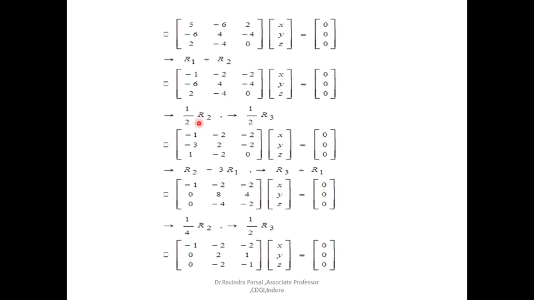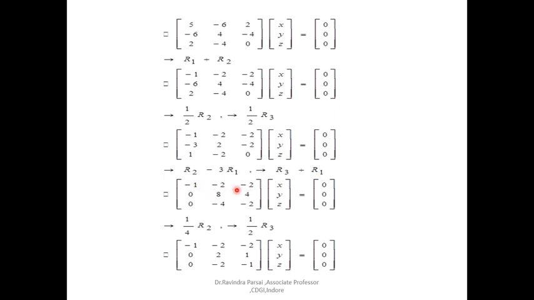So now the next step is, because your second row is divisible by 2 and the third row is also divisible by 2, we can reduce it to simplest form. That's why we are doing these elementary row operations here. So minus 1 minus 2 minus 2 as the first row, then minus 3 2 minus 2, then 1 minus 2 0. Now your next objective is to make the elements below this first pivot element 0. So apply R2 minus 3 of R1, and R3 plus R1.